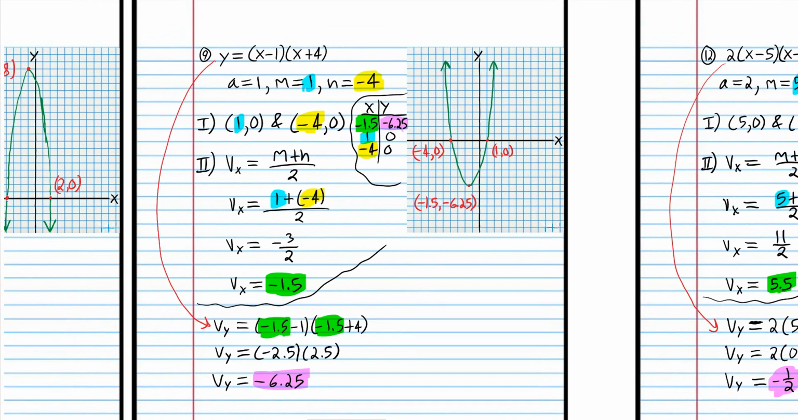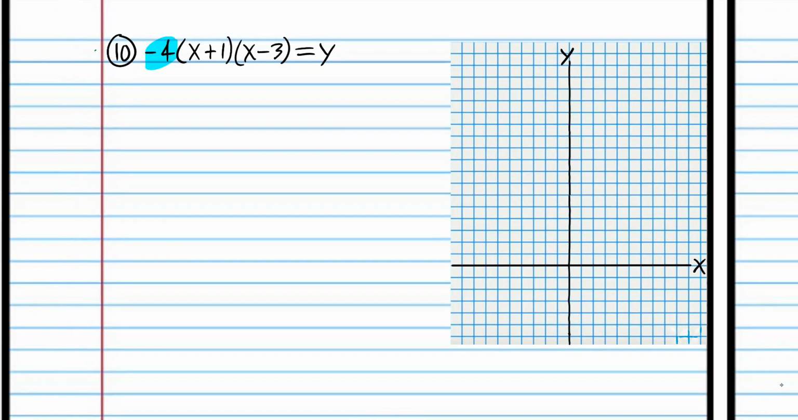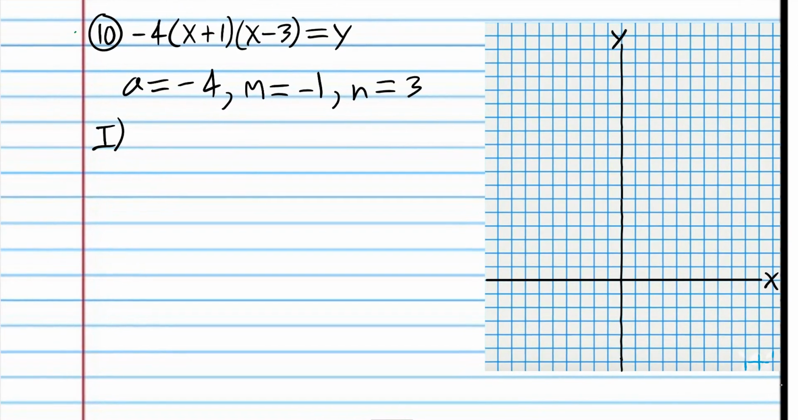Okay, so on to the next problem. Notice that for number 10, the first constant there is negative, so the parabola is going to be opening downwards. So try number 10, and I'll go ahead and get you started off. So a is equal to -4, m is the opposite sign, so it's -1, and n is again opposite, so it's +3. And the first step is going to be to find the x-intercepts. So go ahead and try number 10, and when you come back, we'll do it together.